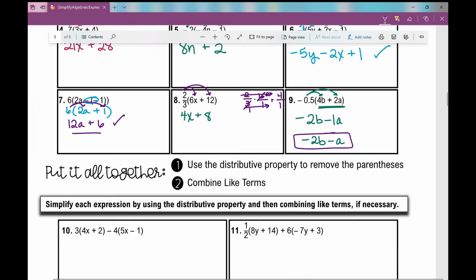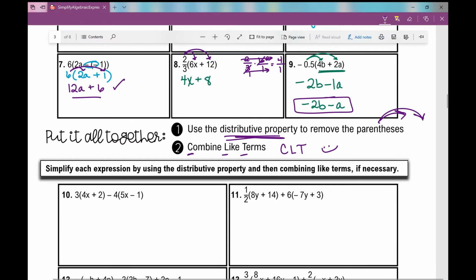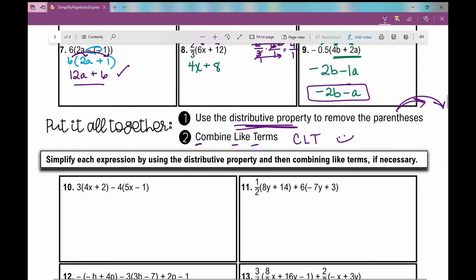So now when we put it all together, what if I'm given this long expression that has parentheses and a whole lot of terms in it? Well, the first thing you're going to do is use the distributive property to remove the parentheses. That's this right here. The distributive property, that's where we're multiplying in. Then we'll combine like terms in that order. So if you see parentheses in your expression, you got to remove them first. How do we do that?